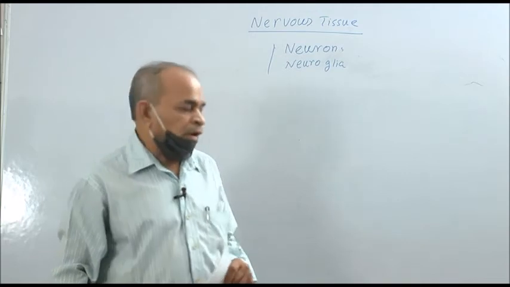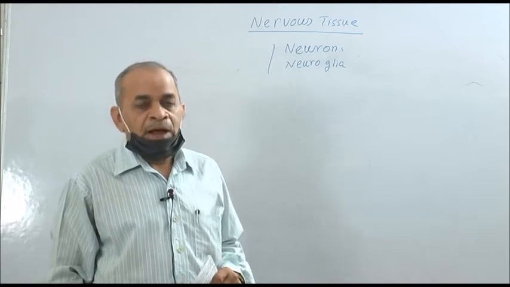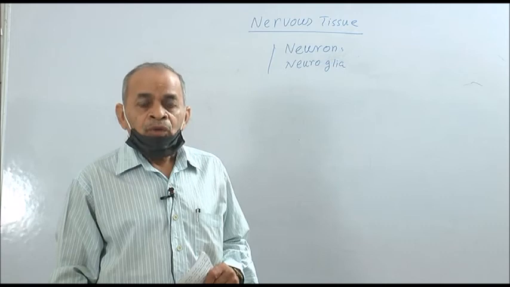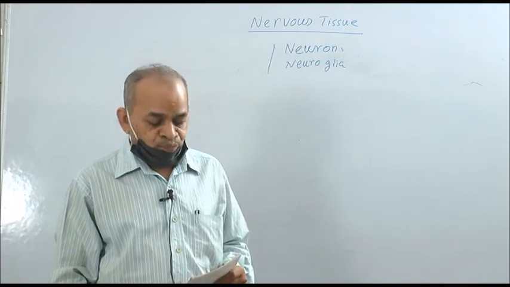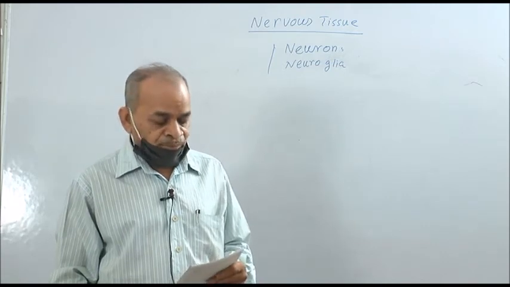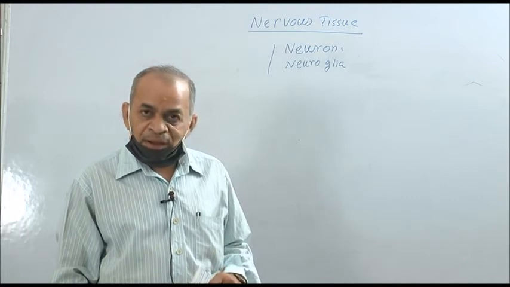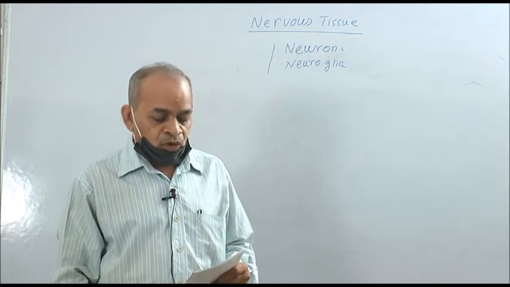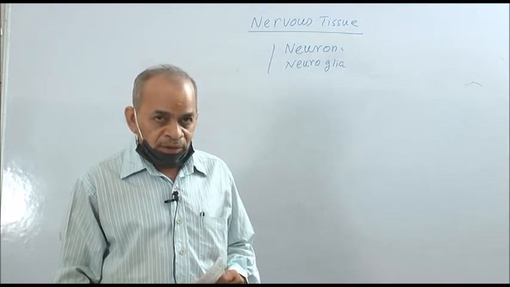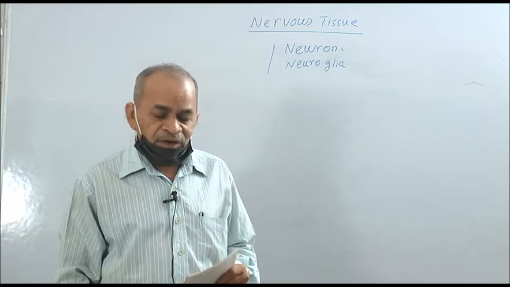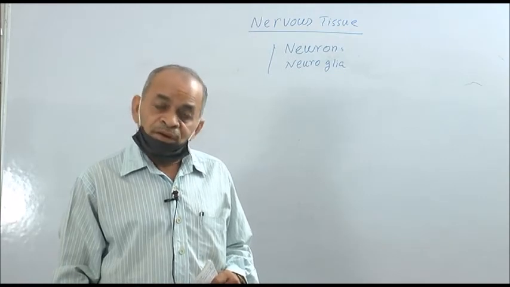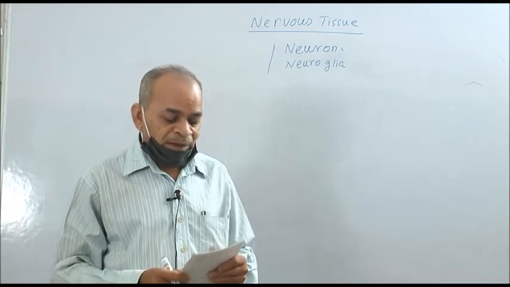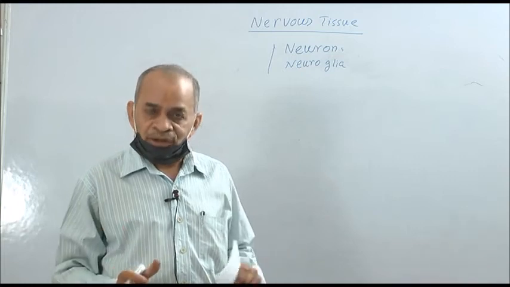First, neuroglia is composed of more or less undifferentiated supporting cells and forms a packing around the nerve cells. So, neuroglia is composed of more or less undifferentiated supporting cells, and they form a packing around the nerve cells.